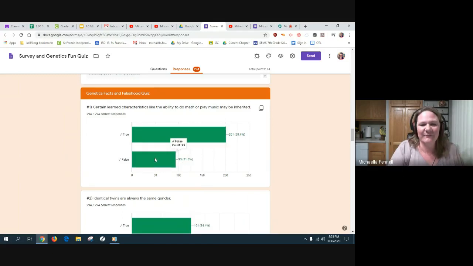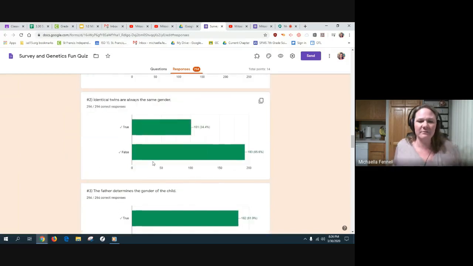This is actually false. If we look at the ability to actually do math or play music, these are what we call learned skills. These are things you have to learn how to do. And so you might inherit aptitude for these things, like things might come easier for you. That possibly is genetic, but these are actually learned characteristics is the key word here. So this one actually is false.